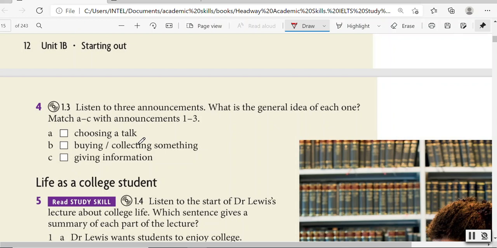And also we must listen to the audio. After that we can decide about this one. Okay. I'll play an audio for you. Listen carefully and please decide on this. Select your answers. After that you can check your answers. I will tell you the correct answer.